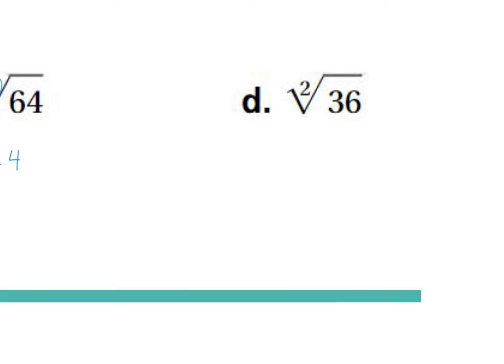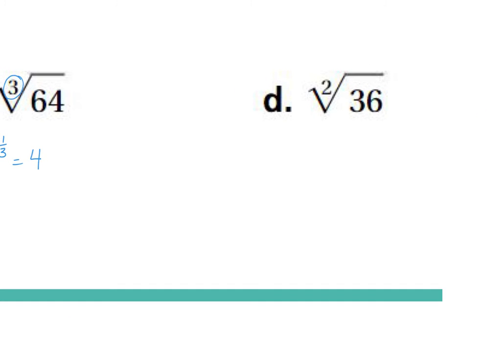D. What's my index, Alan? 2. So this is the same as 36 to the 1/2. Does anyone know what 36 to the 1/2 is? Anderson, what'd you get? 6. Okay? It's just the square root, which is 6. Did anyone get all 4 of these? Nice. Good. If you got all 4 of these, you are looking solid. Okay?